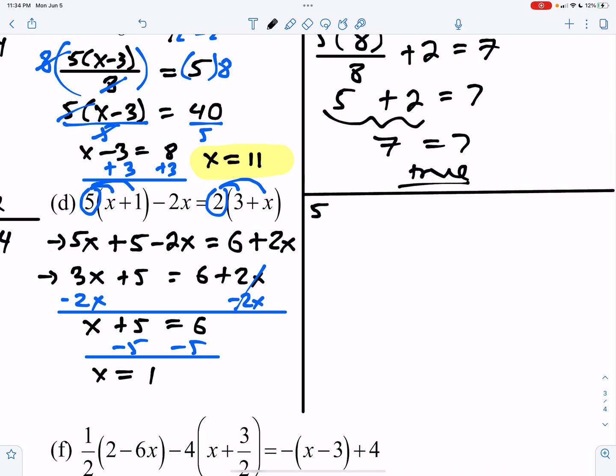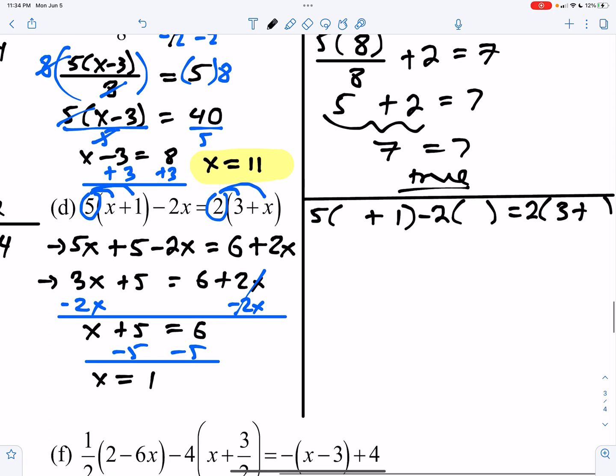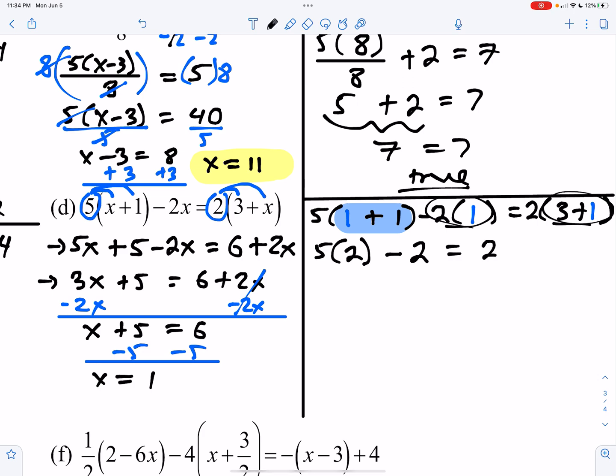Okay, so we're going to go 5 times (x plus 1) minus 2 times the parentheses, and then we're going to go 2 times (3 plus x). So we're plugging in 1 in place of x everywhere you see x. Okay, let's figure this out. Starting with this, I think that would be 5 times 1 plus 1 is 2, minus 2 times 1 is 2. And over on this side, we have 2 times 3 plus 1 is 4.